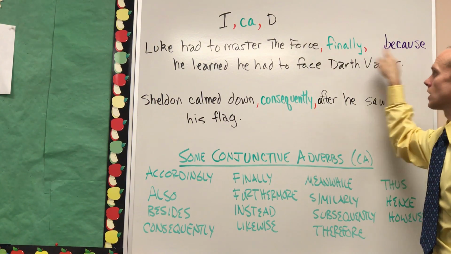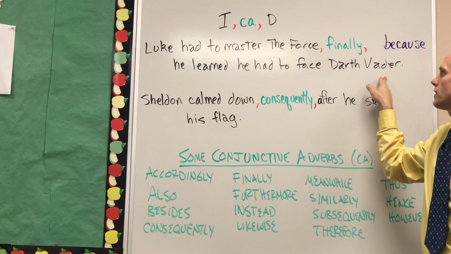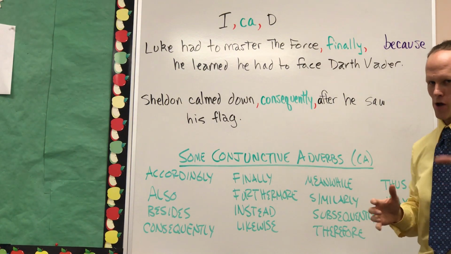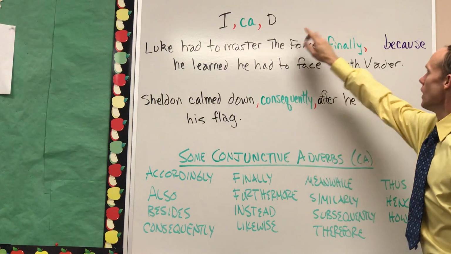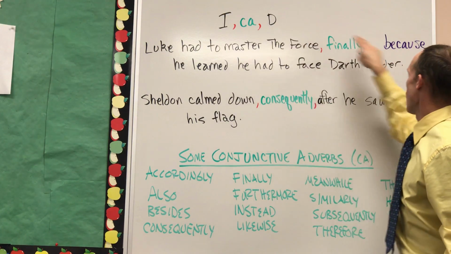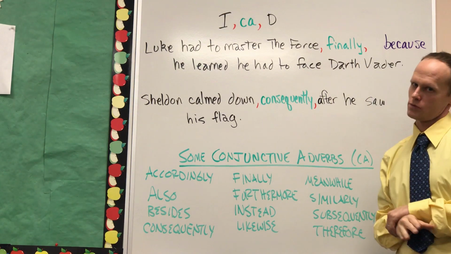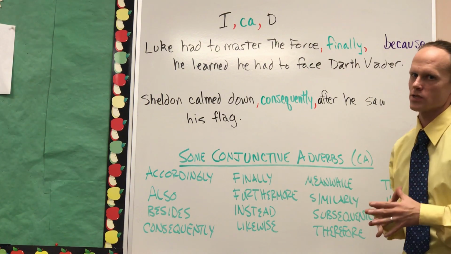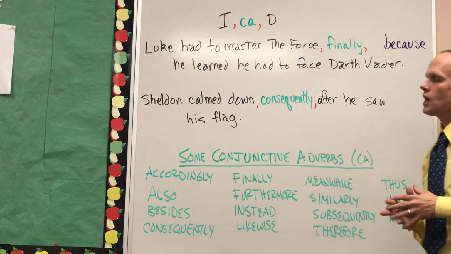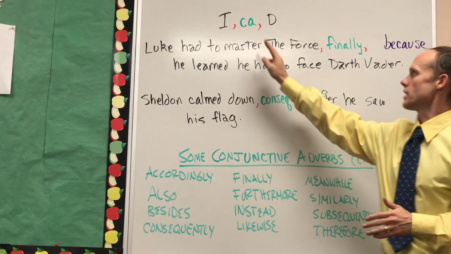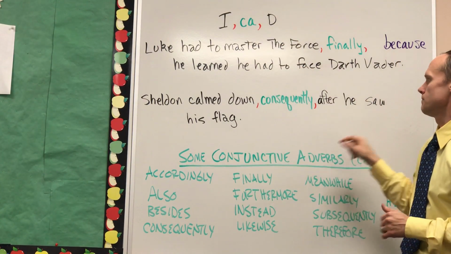And then I have because he learned he had to face Darth Vader. I am your father. Okay. Dependent clause. Because he learned he had to face Darth Vader, that is an incomplete sentence. It cannot stand on its own because it's beginning with the subordinating conjunction. Okay? So that's I, comma, CA, comma, D.